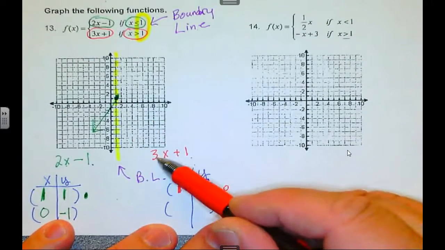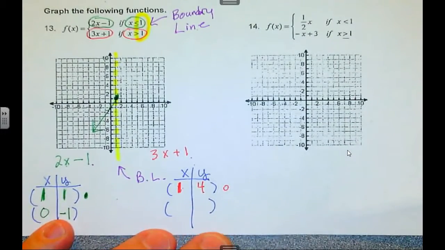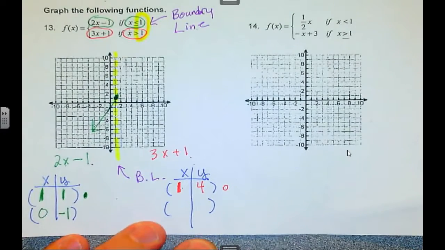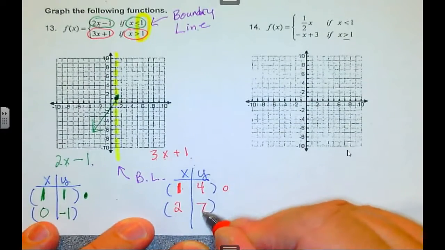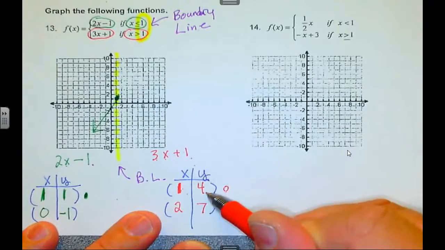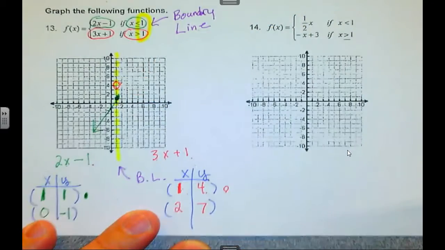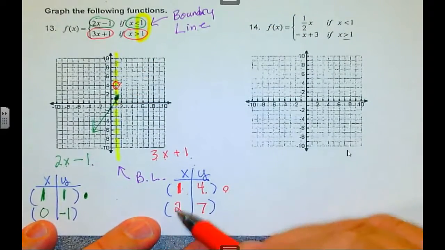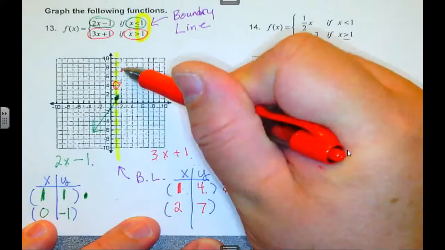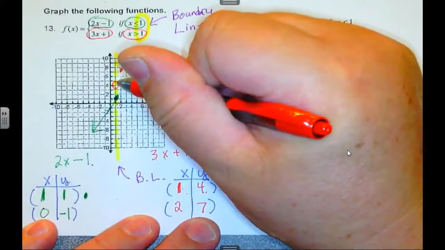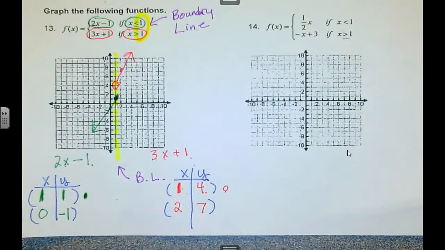Let's put 1 in. 3 times 1 is 3, plus 1 is 4. So that's my y. Give me another number bigger than 1. 2. 2 times 3 is 6, plus 1, 7. So an open circle at 1, comma 4. And then the other point, 2, comma 7. If you want to use a straight edge or something, that's fine. There's my piecewise function.